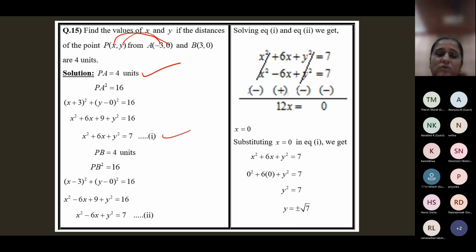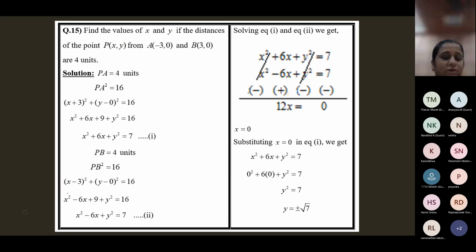You're not able to find the value of either x or y. You get an equation like this. Next, PB is equal to 4. So that means PB square is 16. For PB, subtract the x coordinates, x minus 3, the whole square, subtract the y coordinates, y minus 0 or 0 minus y, whatever, the whole square. And that gives you this equation.